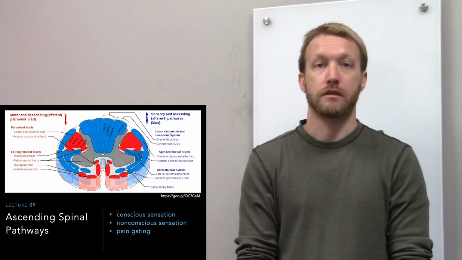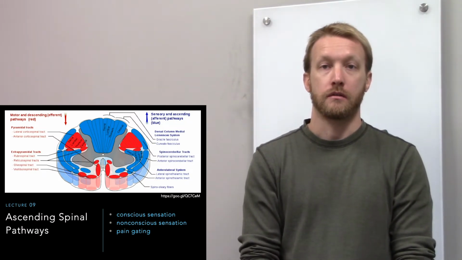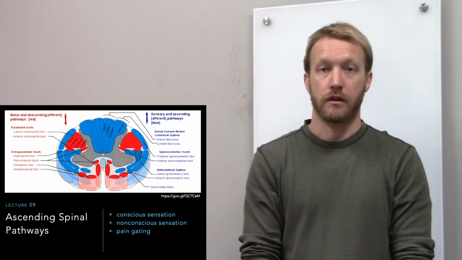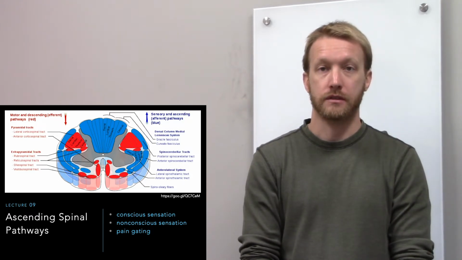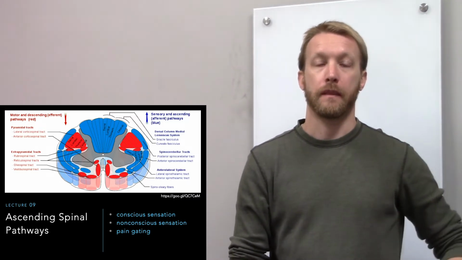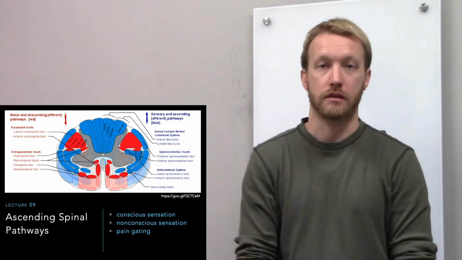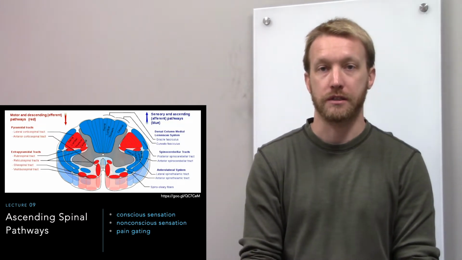This lecture covers the sensory pathways in the spinal cord. These will ascend from the primary afferents, arising along the length of the spinal cord, innervating the body, and then projecting upward through the spinal cord. Thus they are the ascending spinal pathways.